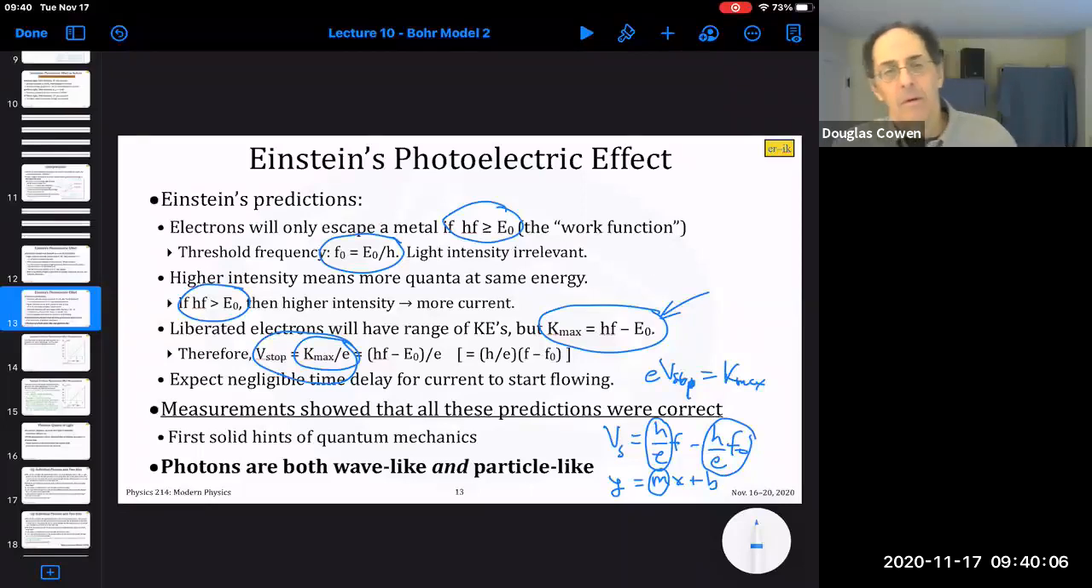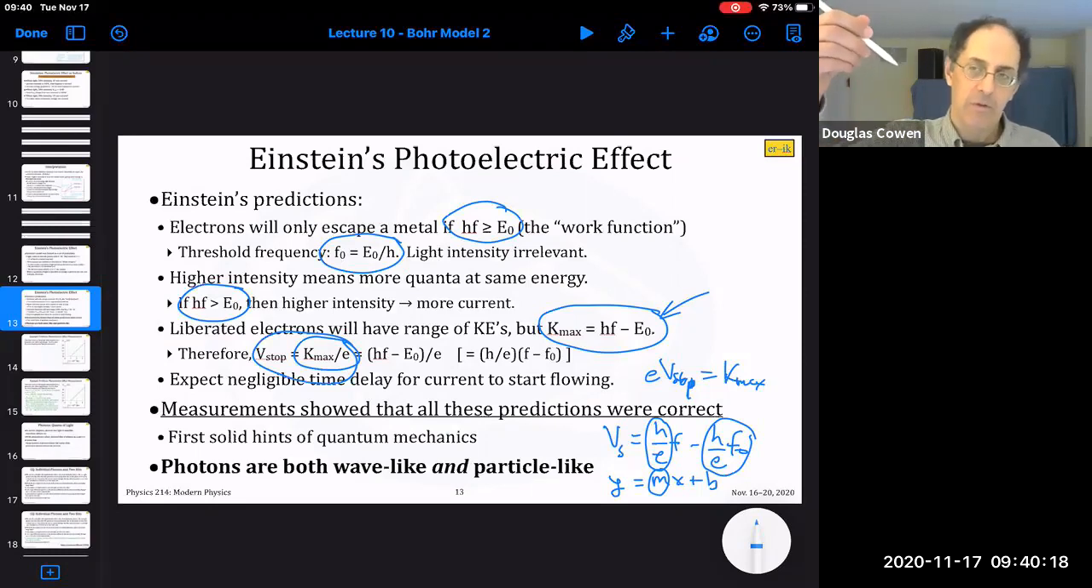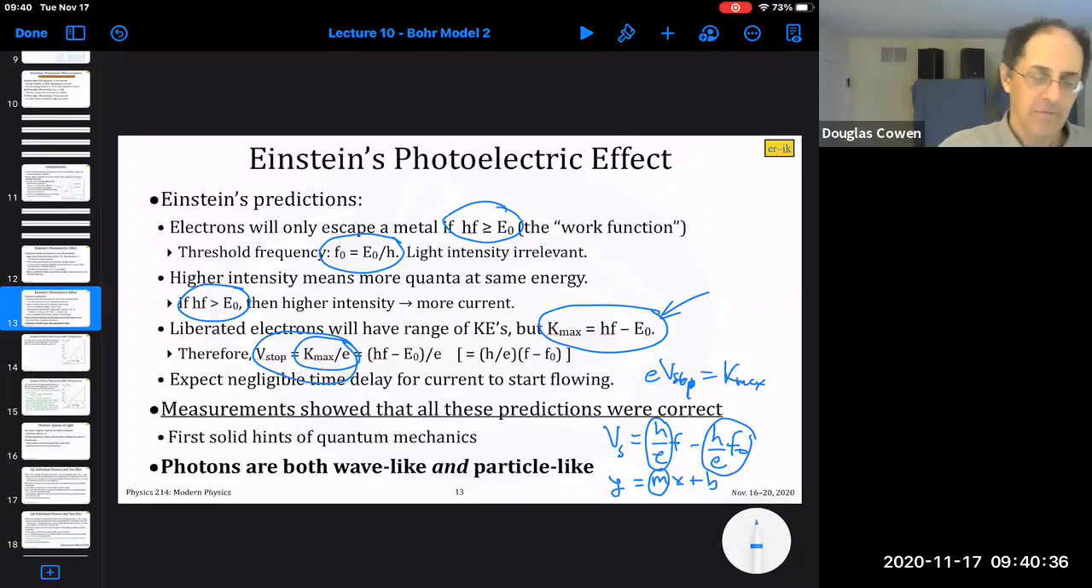The other prediction that Einstein made was that one would expect negligible time delay for the current to start flowing, because the light produced by this light source travels at 3 × 10⁸ meters per second. It's very fast. It goes at the speed of light to the cathode. Once it hits the cathode, an electron pops off and moves, maybe at 1% of the speed of light or something like that, but sufficiently fast that it doesn't take very long for the current to start flowing after the light's been turned on. It doesn't take some time to heat up the cathode in order for current to start flowing.